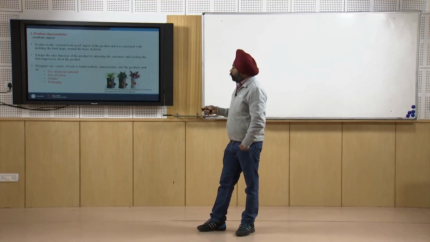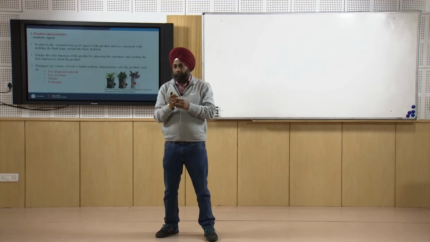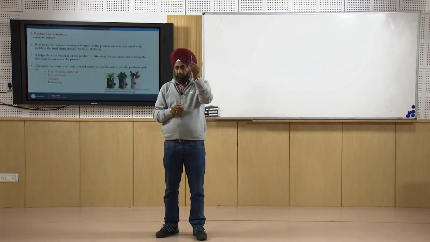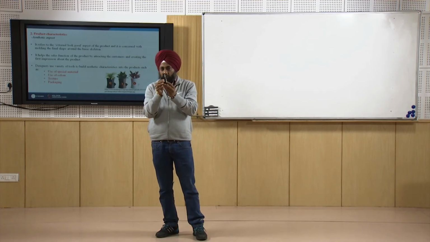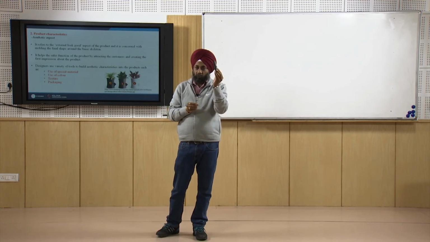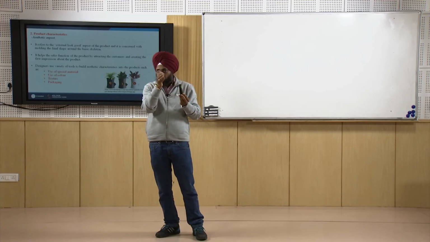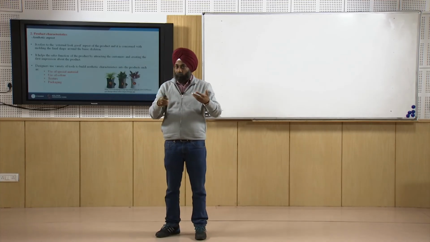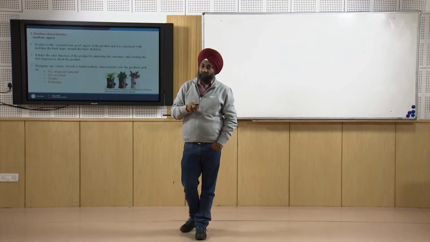And the designers use a variety of tools to build the aesthetic characteristics into the product. For example, this particular product, again I am taking this example, may have been white in color, but in order to give it an executive look, a black pigment may have been added to this polymer to make this product. So you add colors, sometimes you provide a particular type of surface finish in order to make it look pleasing to the eyes, and if it is pleasing to the eyes, the customer may be attracted to buy the product.